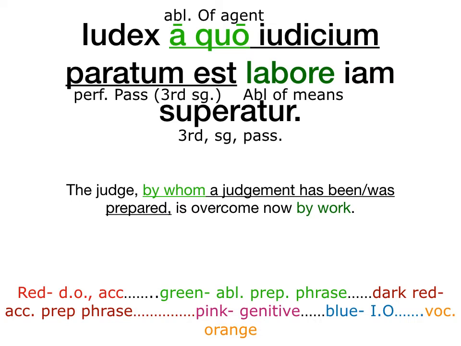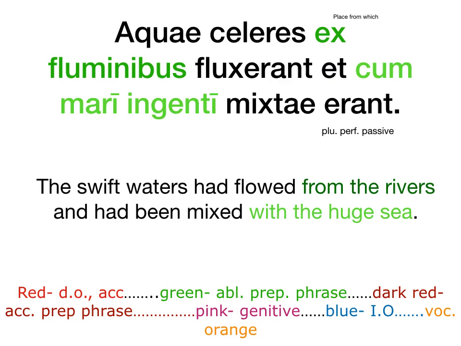Because both the main clause and the relative clause have passive verbs, and so both passive verbs have something that caused them, right? The relative clause is caused by the pronoun, like by whom a judgment has been prepared, a direct object has been verbed, whereas in the main clause it's an ablative of means because work or labor is not a person. So the judge is overcome by work. That's ablative of means, not agent. We use agent for people. All right, last one of the day.